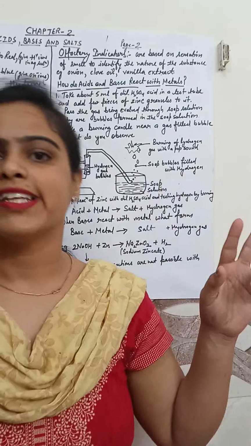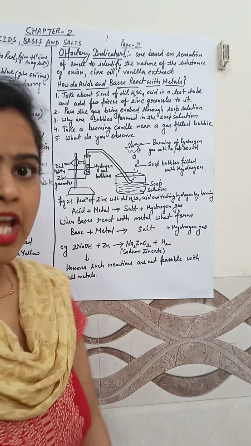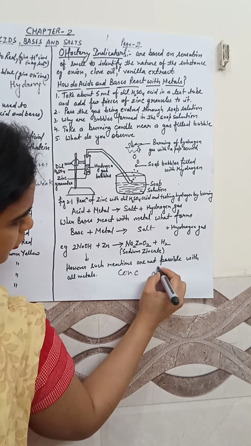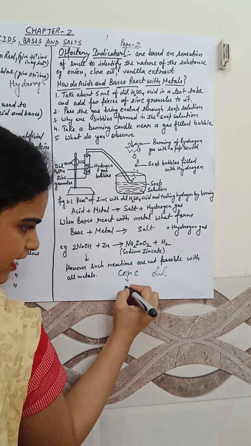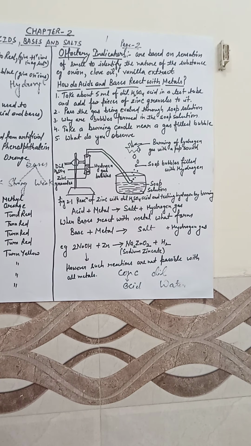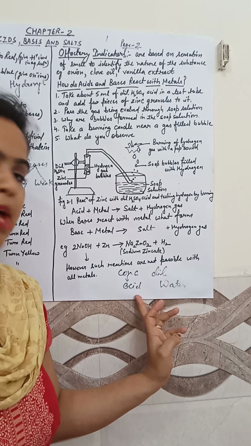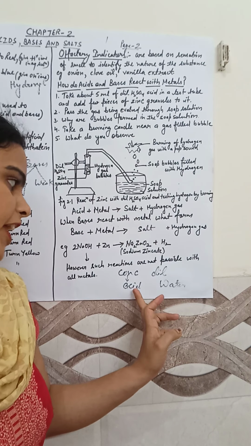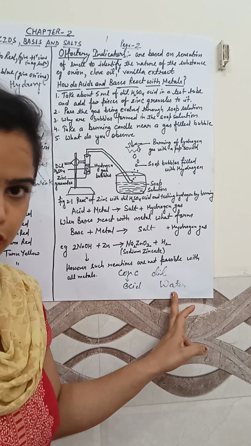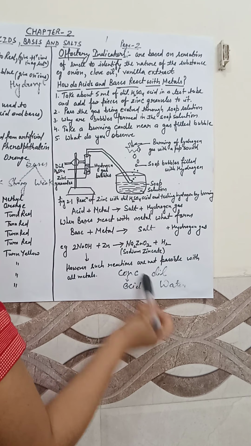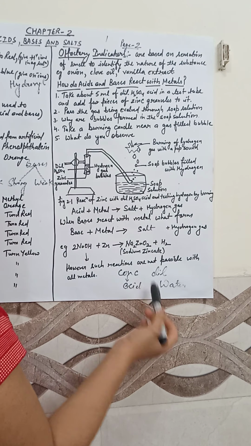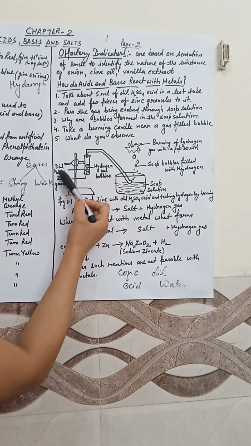Now we are using two words here: one is concentrated and the other is dilute. What do you mean by concentrated? Concentrated is that in which the amount of acid is more as compared to the content of water, and dilute is that in which the content of water is more as compared to the content of acid. If we have to dilute a concentrated acid, we add water to it, so it becomes dilute. Now we are taking dilute H2SO4 here.